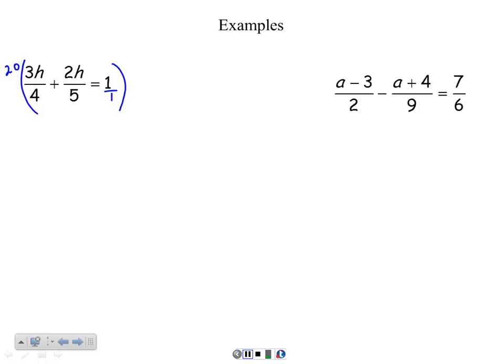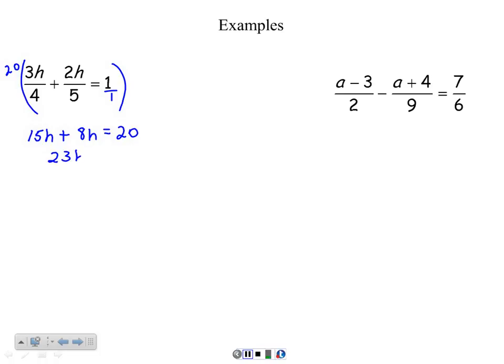So 4 going into 20 5 times, and 5 times 3h is going to be 15h. And then plus, 5 will go into 20 4 times, and 4 times 2h is 8h. And then of course 20 times 1 is 20. So we need to combine like terms on the left hand side. These are like terms, so I'm just going to combine them. Don't add the opposite because you're on the same side.